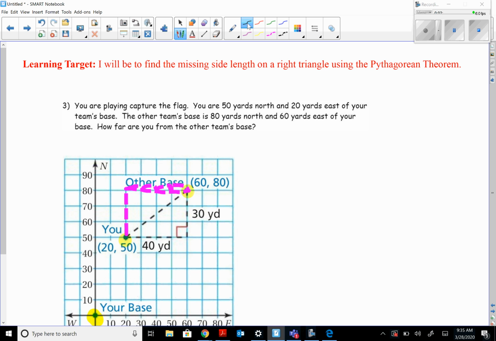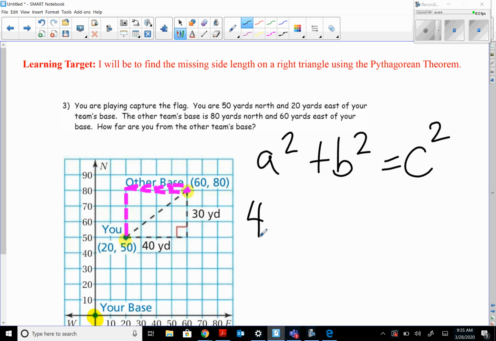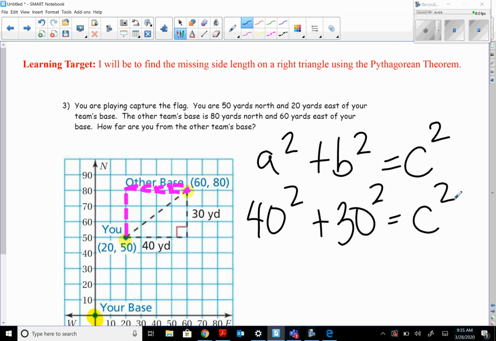So we're going to use the Pythagorean theorem to solve this again. A squared plus b squared equals c squared. It doesn't matter if you choose the 30 to represent A or the 40 to represent A. Either one would work. So I'm going to go ahead and just put the 40 in for A and the 30 in for B. And we're trying to calculate the C. So 40 squared is 1600, and 30 squared is 900.